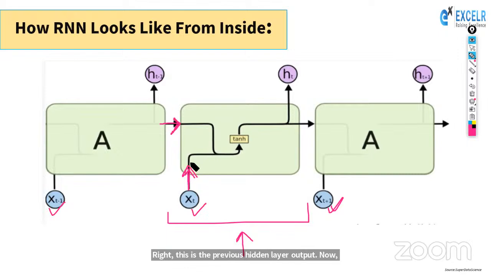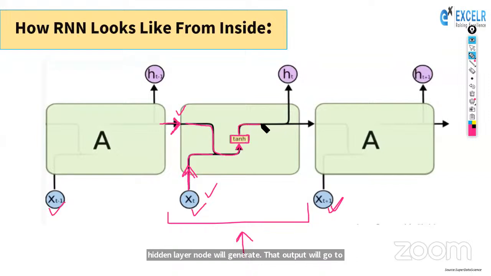Now these two inputs will get combined with the help of, let's say, tanh activation function. And guys, this is a neural network, which will combine these two inputs with tanh activation function. And whatever output this hidden layer node generates, that output will go to two places.